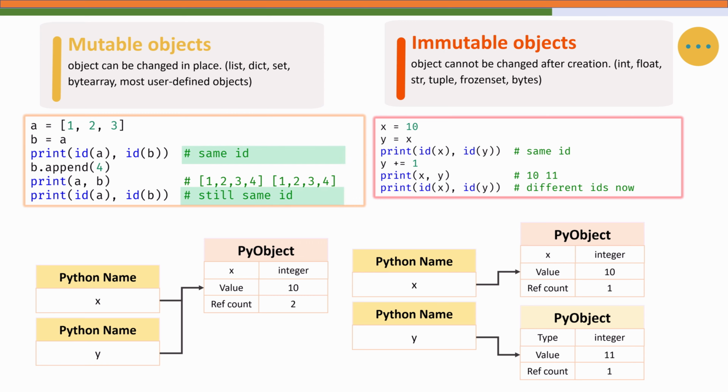This difference matters when you pass objects into a function. If you pass a list and the function mutates it, the caller sees the mutation. If you pass an integer and the function changes it, the caller doesn't see any change. The function simply rebinds its local name to a new integer object.